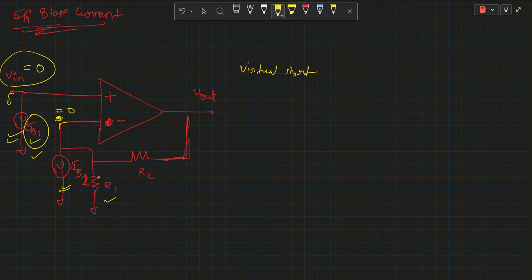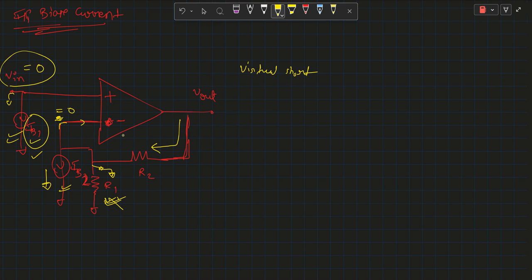If this is on ground, then both terminals of this resistor will be at ground, so this resistance has no effect on the circuit and we can neglect R1. All the current will flow in R2 from IB2. It means there is no current in the branches of the op-amp, as we are assuming the op-amp is ideal for the time being, but there are non-idealities which we are seeing.